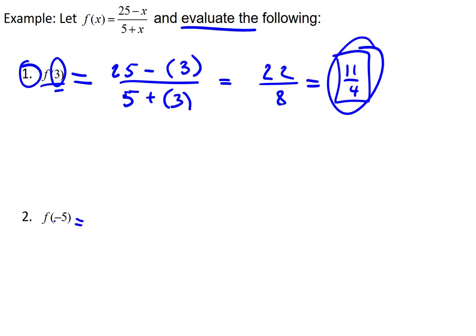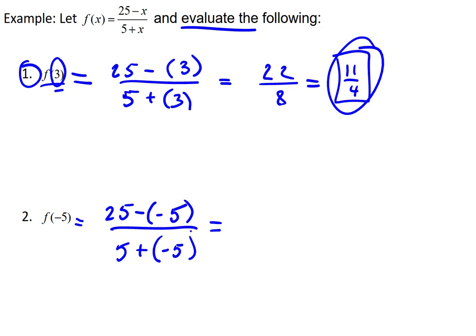In our second example, we want to find f of negative 5. The same f function is being used, so we'll copy it again, putting blanks instead of the variable x. In each blank, we'll plug the input. This time it's negative 5. Now, be especially careful with negative inputs.